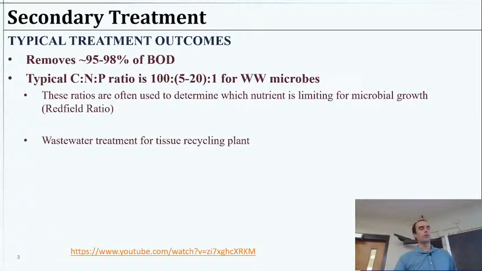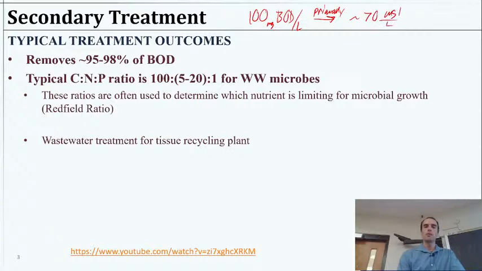So if we started with, let's say, 100 milligrams BOD per liter, primary treatment can take out something like 30 to maybe up to 50%. We'll give it on the low end and say 30% right now. Maybe it's lower than that. So we'll say primary would get us something like 70 milligrams per liter BOD remaining. And then we send it through secondary.